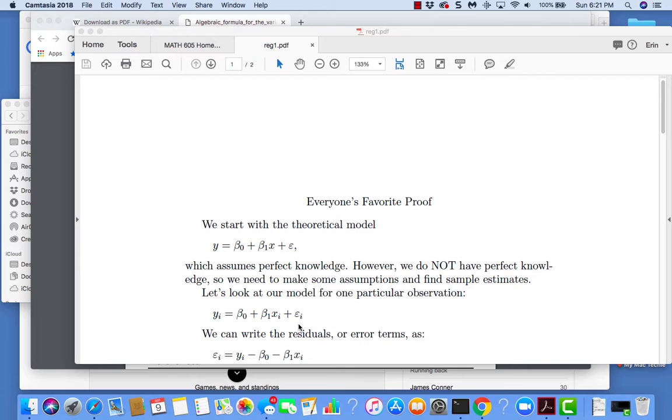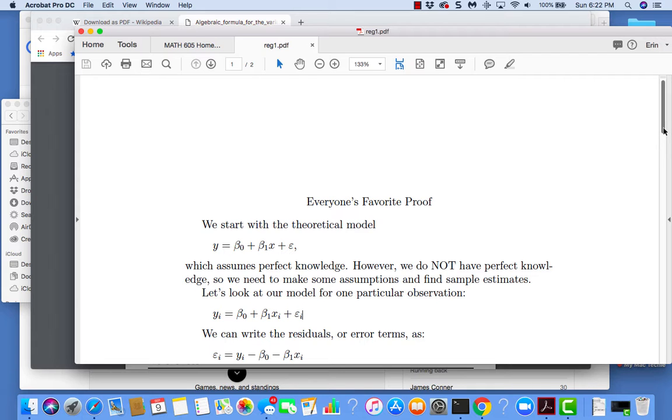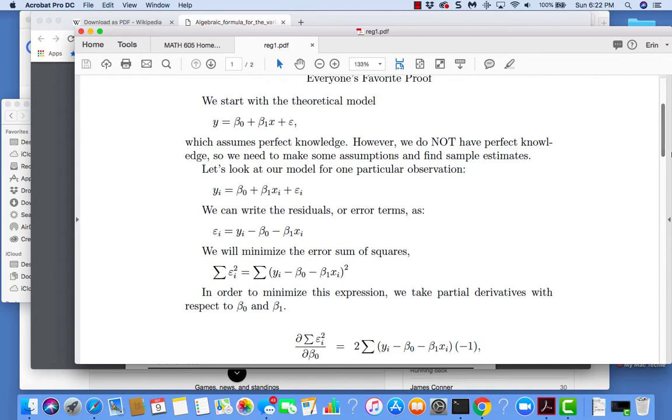Let's look at the model for a particular observation. So you have y sub i is equal to beta 0 plus beta 1 x sub i plus epsilon i. And the residuals for that, the residuals are just the model minus, or excuse me, the actual minus the model. That's going to be the y, which is the actual, minus beta 0 minus beta 1 x sub i.